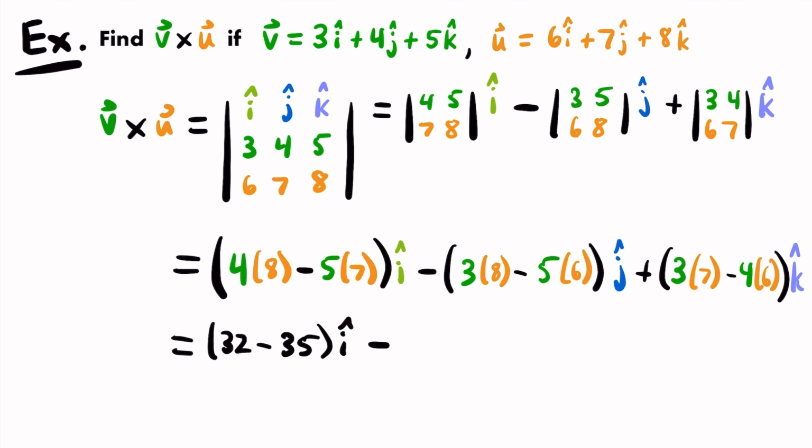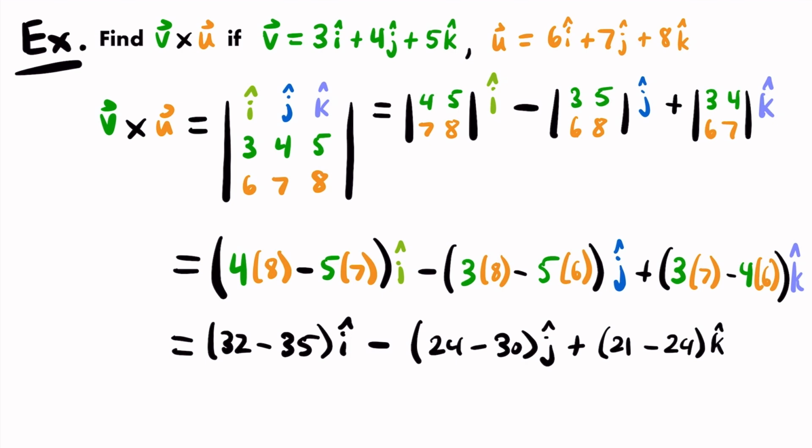Then we will subtract 3 times 8, which is 24. So we have 24 minus 5 times 6, which is 30. And that's multiplied by j. And then we're adding 3 times 7, which is 21. So we'll have 21 minus 4 times 6, which is 24. So we have 24 times k.